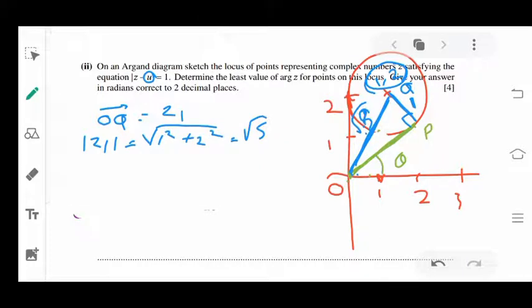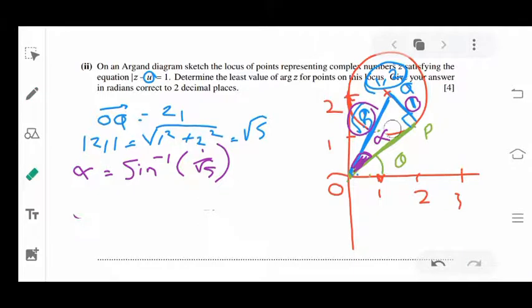Hence, we can find angle QOP, this angle. If we call that angle alpha, alpha can be found by sine inverse of 1 by root 5, because for alpha we have the opposite side and the hypotenuse. So we get alpha equal to sine inverse of 1 by root 5. I am leaving the calculation to you. You have to do the calculation. So we got alpha. Now our task is to find another angle.